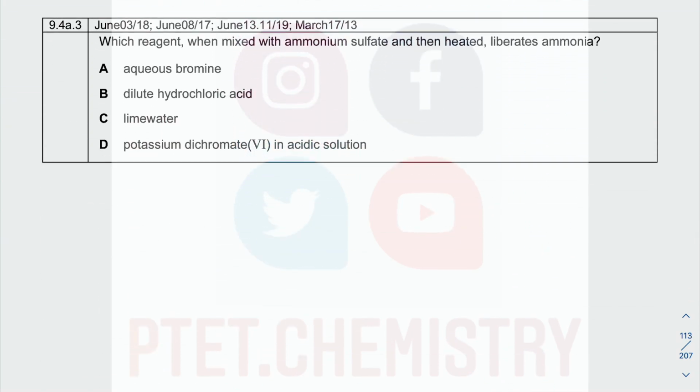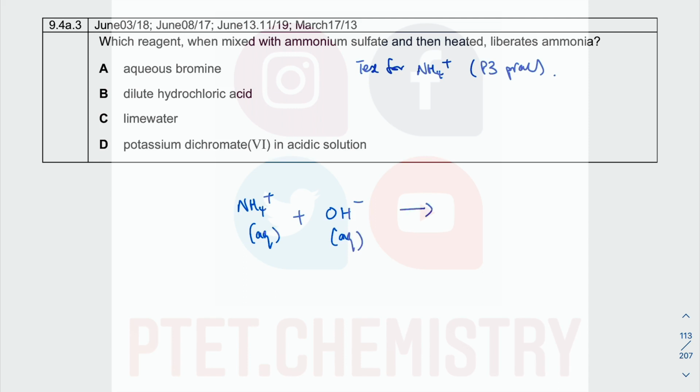So this one is a classic one. It's your test for ammonium ion from your paper 3 practical, not just A level but O level as well. I hope you've seen this ionic equation. They always like to ask this whether you are in a practical component or whether you are in a theory paper, not just in AS but in A2 as well.